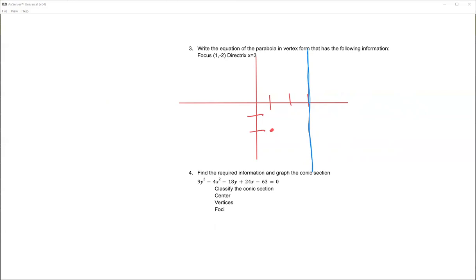Okay, all right. So what do you think the vertex is going to be? 2, -2. Because the vertex is in between the focal point and the directrix, right? So the vertex is going to be 2, -2. That's the vertex.